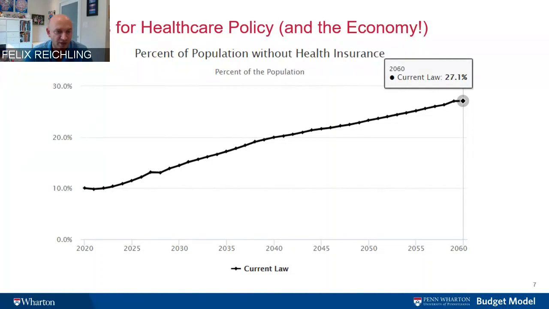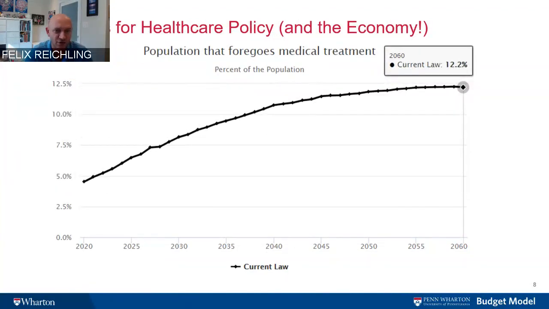And so by 2040, for example, our model would predict that the fraction of the population without health insurance goes from 10% today to 20% if nothing happens. Of course, without health insurance, people's options to pay for medical treatment are also limited. So what also happens is that the fraction that forgoes medical treatment will increase in the future.